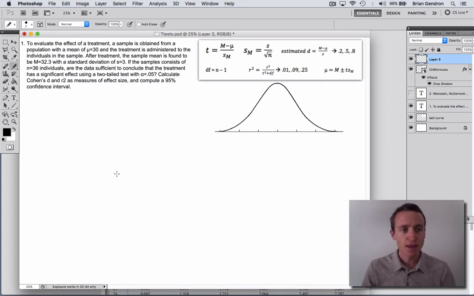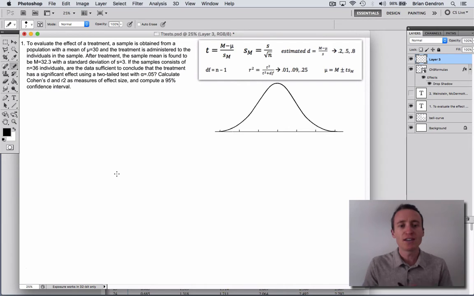So this one says, to evaluate the effect of a treatment, a sample is obtained from a population with mean of 30, and the treatment is administered to the individuals in the sample. After treatment, the sample mean is found to be 32.3, with a standard deviation of 3. If the sample consists of 36 individuals, are the data sufficient to conclude that the treatment has a significant effect using a two-tailed test with alpha of 0.05?